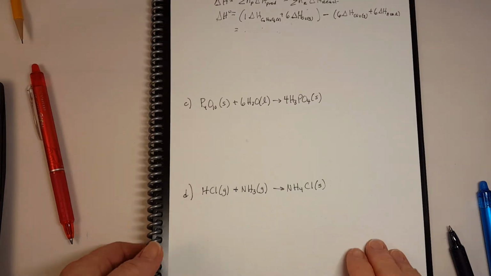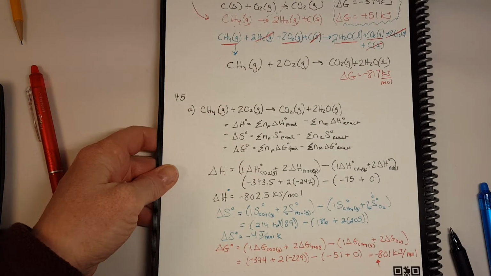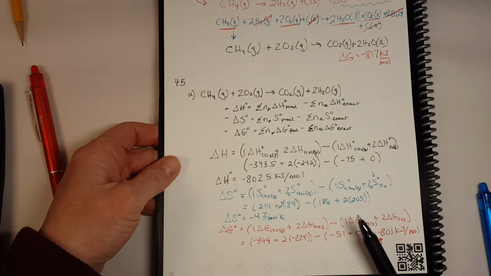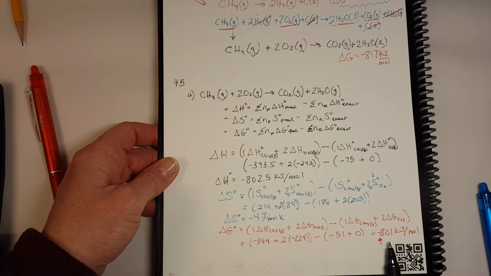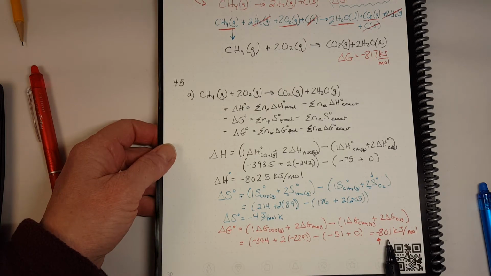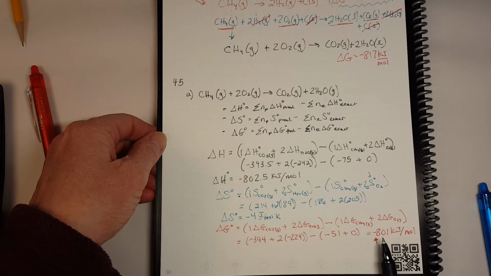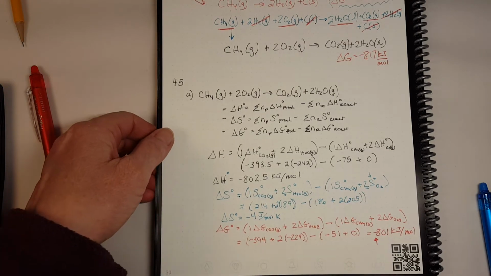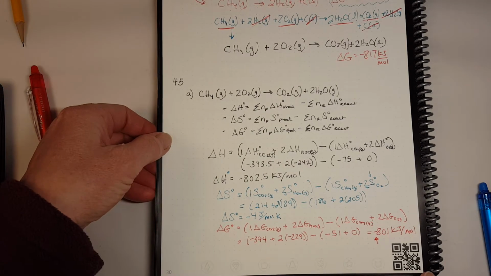So I'm not sure why, but the last problem did get cut off on the movie, and so this is a continuation of 45. And the answer to the delta G for 45A was negative 801 kilojoules per mole. And that means that that reaction is spontaneous, because when delta G is negative, it would be a spontaneous reaction. Okay.